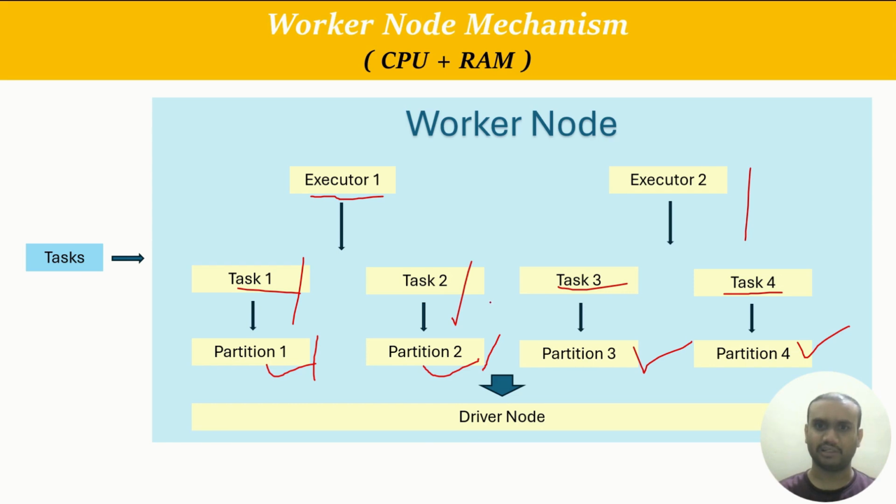Once everything is calculated, all of these results are given back to the driver node. The driver node then aggregates those results and sends them back to the application or the client. So this was all about Spark's internal working mechanism: how tasks are scheduled, how they are optimized, how the logical plan and the best physical plan are created, and how the DAG is created. Everything we have covered in this session. Now we will understand this more with a real-time example.